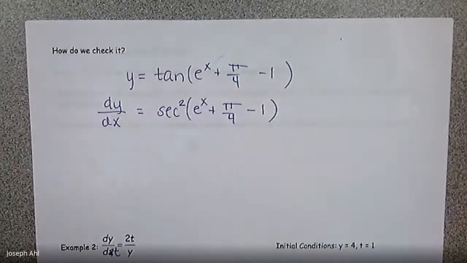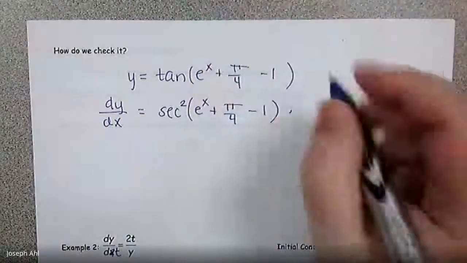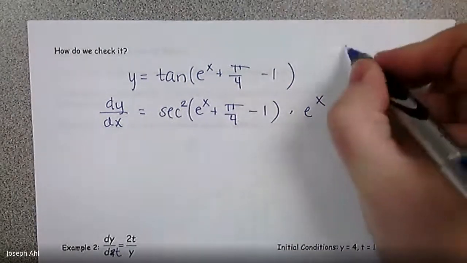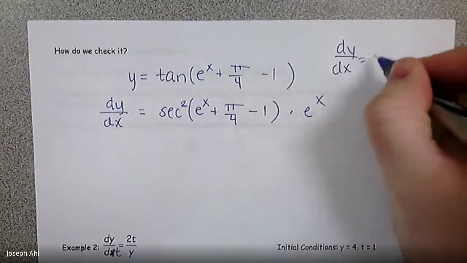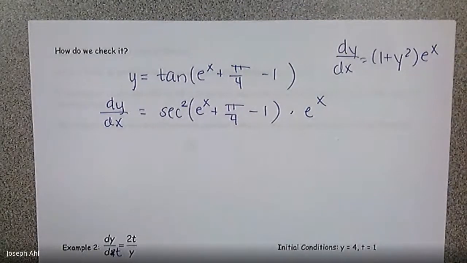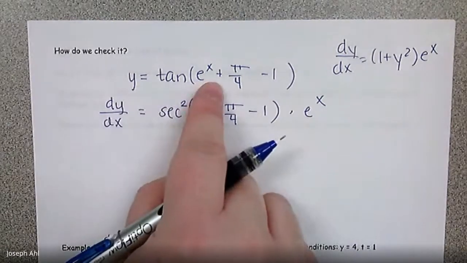But don't forget that you then also have to multiply by the derivative of the inside, because we got some chain rule here. So times, just going to be e to the x, right? All the rest of this is constants. So that would be times e to the x. Now keep in mind, the answer that we are trying to get at is that dy dx equals 1 plus y squared times e to the x. And we know what y equals.